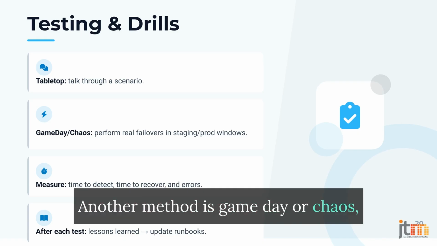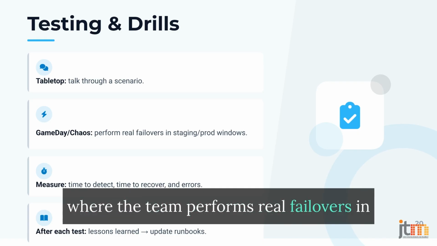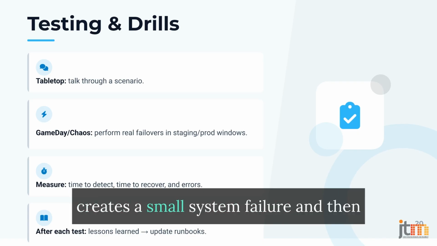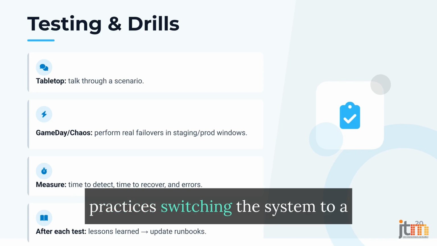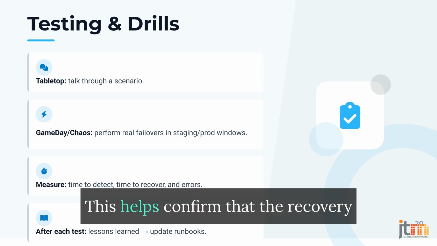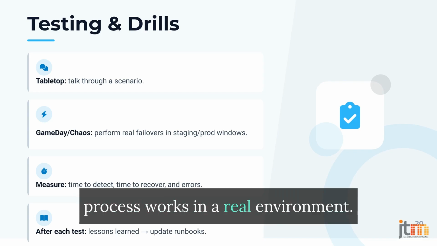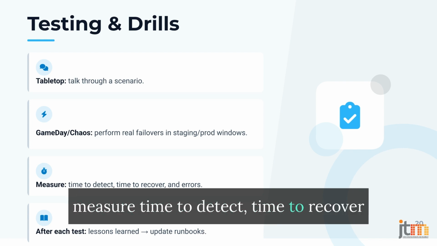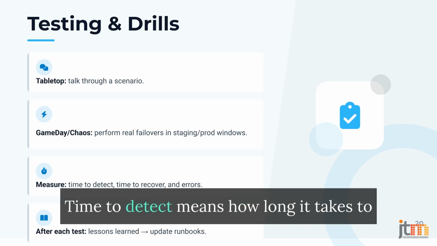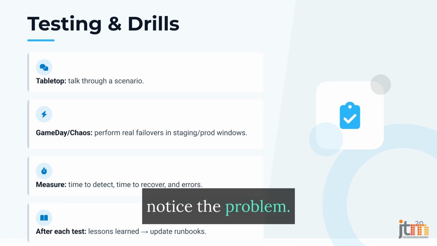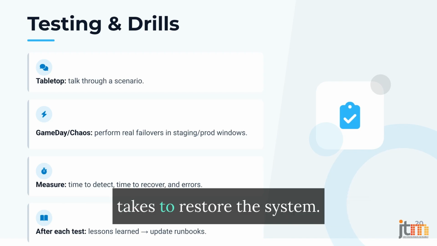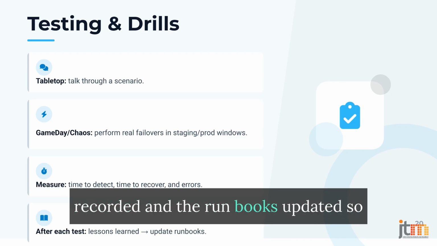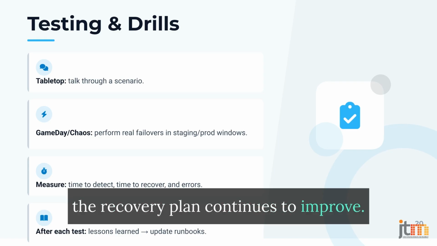Another method is game day or chaos, where the team performs real failovers in staging or production windows. In this exercise, the team intentionally creates a small system failure and then practices switching the system to a backup server. This helps confirm that the recovery process works in a real environment. During these tests, the team should measure time to detect, time to recover, and errors. Time to detect means how long it takes to notice the problem, while time to recover means how long it takes to restore the system. After each test, lessons learned should be recorded and the runbooks updated so the recovery plan continues to improve.